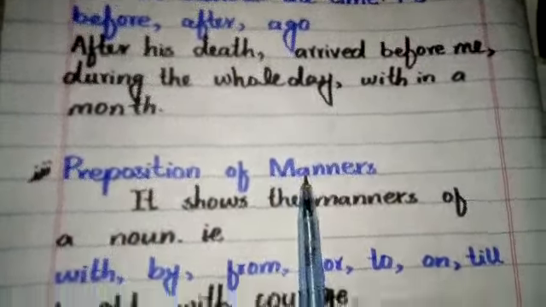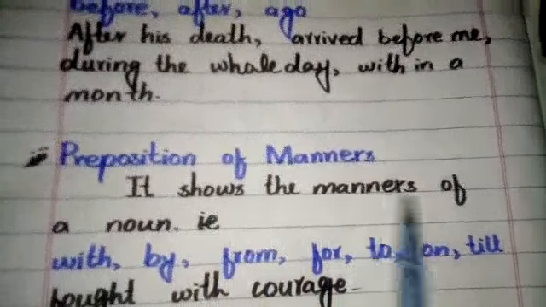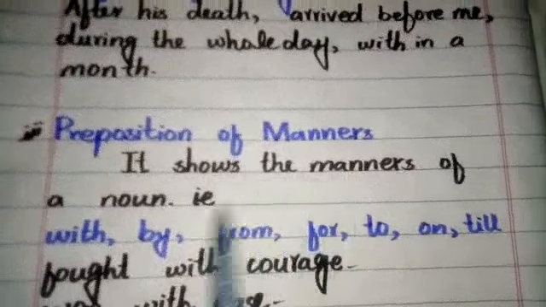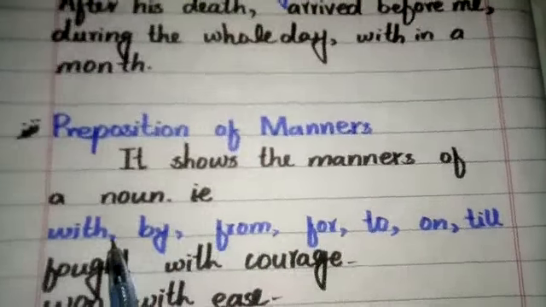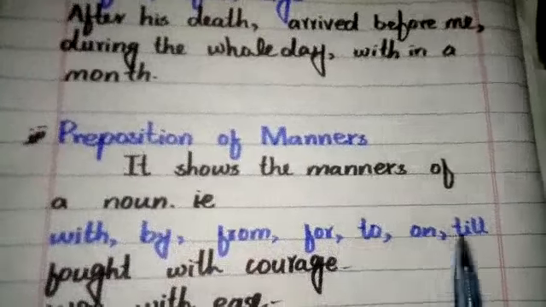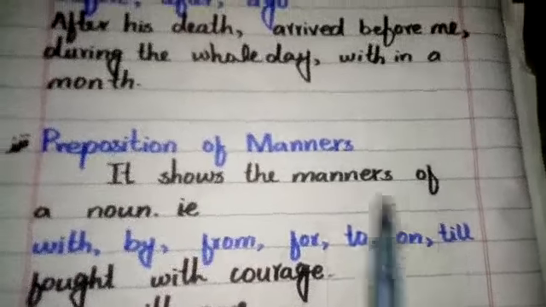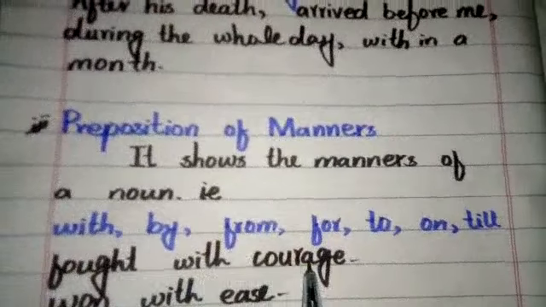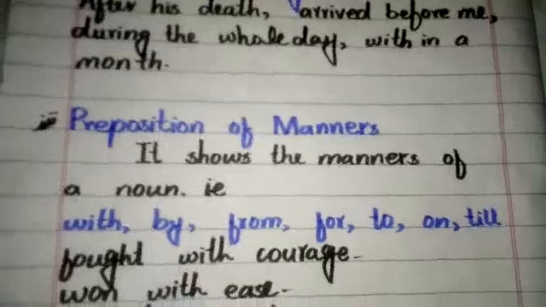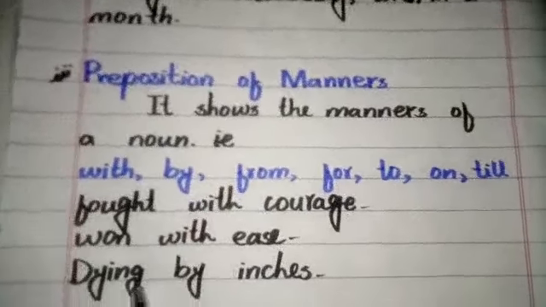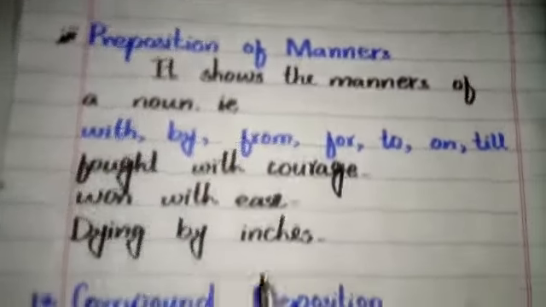Preposition of manners. It shows the manners of a noun. With, by, from, for, to, on, till, etc. are the examples of preposition of manners. For example, fought with courage, won with ease, dying by inches, etc.